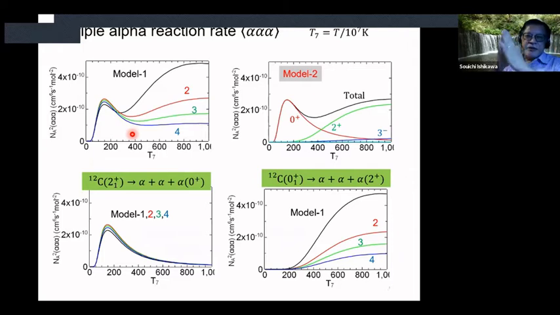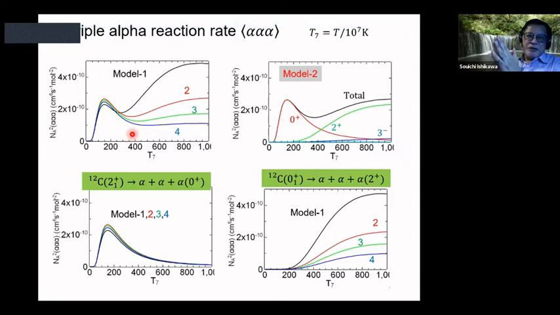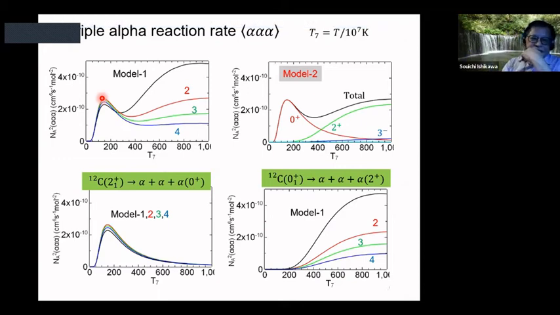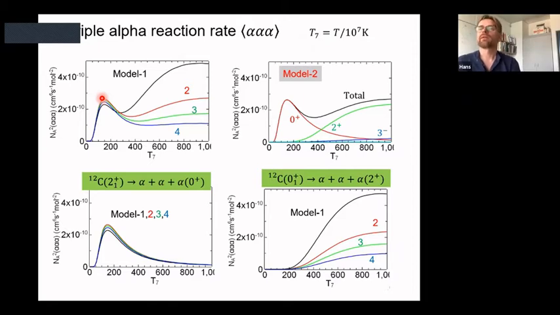the calculated width of the Hoyle state is about 2/3 of the experimental values. So the resulting reaction rate is essentially 2/3 of the other reaction rates, for example NACRE or something like that. So this is another problem. But if the width of the Hoyle state is adjusted, almost the same reaction rate is obtained. Okay, thank you.